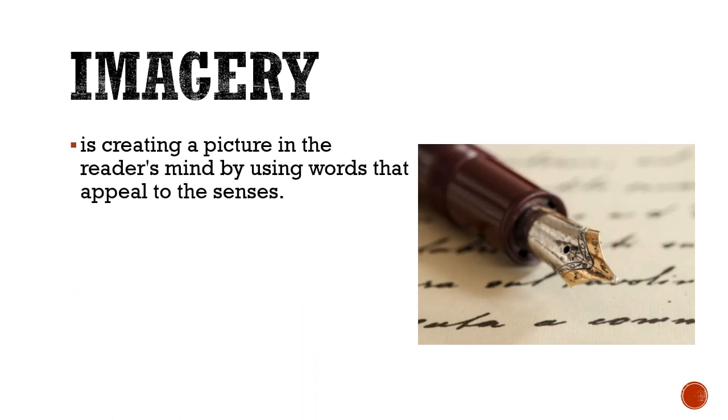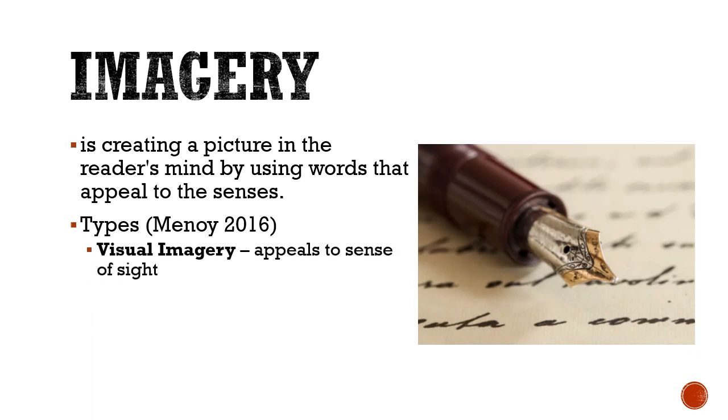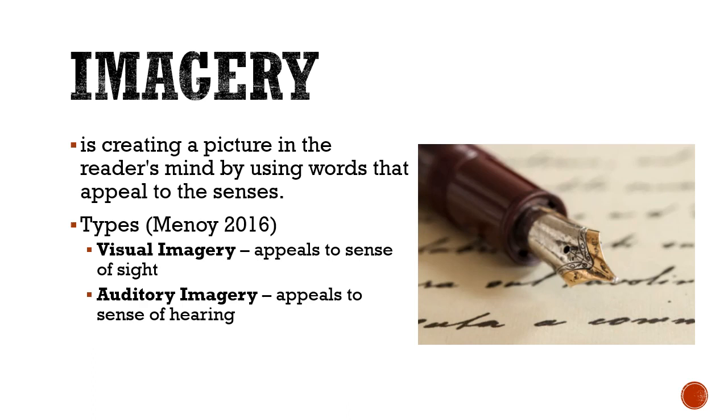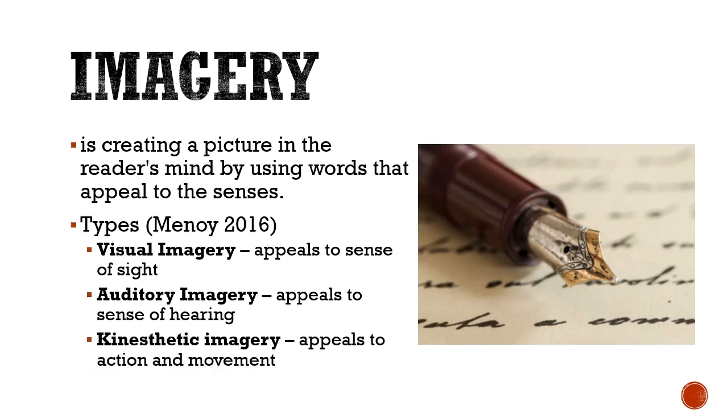Let us unravel how to understand a context of a poem through imagery. Imagery is being defined as creating a picture in the reader's mind by using words that appeal to the senses. According to Menoy 2016, we have three types of imagery. The first one is the visual imagery, and visual imagery tends to appeal on the sense of sight. The second one is the auditory imagery, which appeals to the sense of hearing. And then the last one, which appeals on the action and movement, is the kinesthetic imagery.